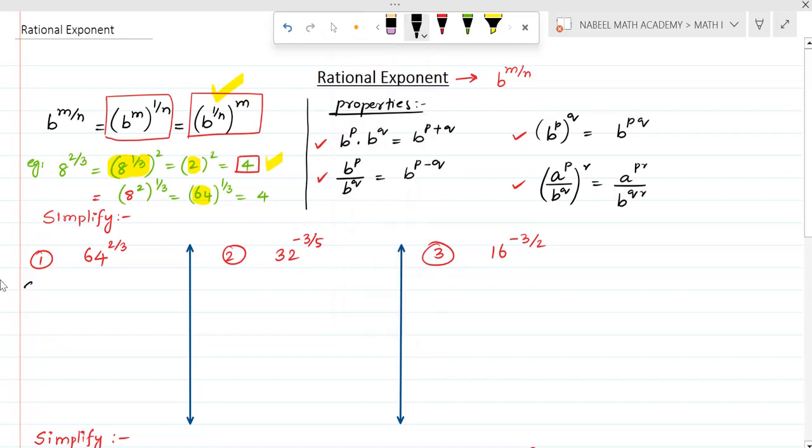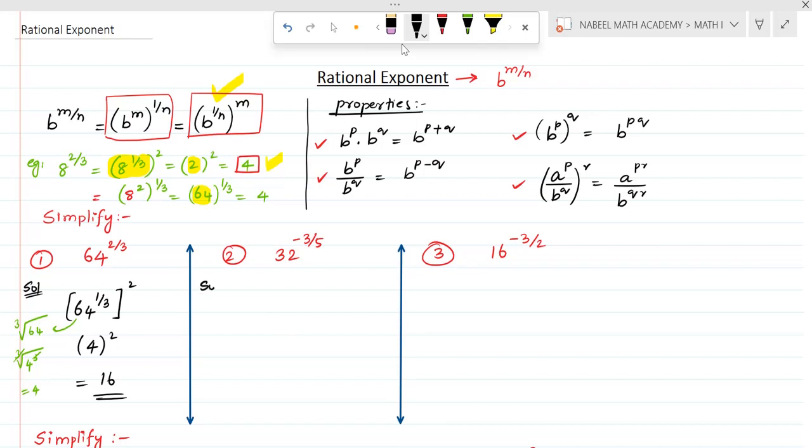Now the first problem is a number: 64 to the power 2 over 3. As we mentioned before, I will apply the nth root first. So I apply 1 over 3 first, and after that I will square it, so it will be easier. What is this part? It is the cube root of 64. The cube root of 64 is 4 to the power 3, so the 3 cancels, and you get 4. So this value is 4 squared. Now it is easy to calculate: that is 16. So this is the answer.